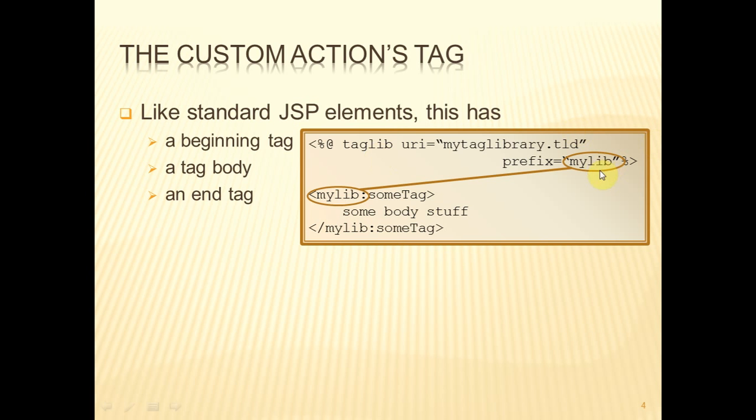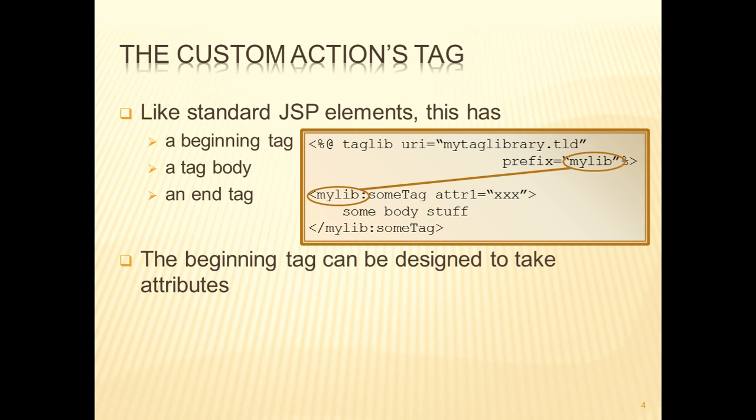So whatever prefix is defined here can then be used at the beginning of the tag when we start off. So we have the angle bracket, then the prefix, colon, and then the name of the tag. So that's the beginning tag. There is a tag body, which is optional. In some tags you won't have a body, others you will. And then there's the end tag, which is written in exactly the same way as the beginning tag, but with the usual forward slash in the second position.